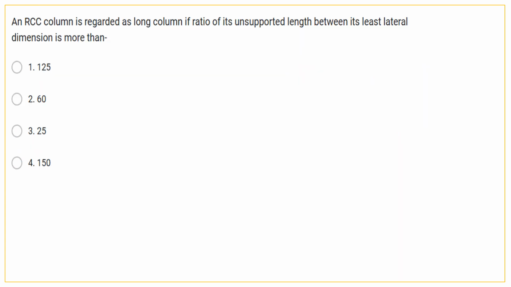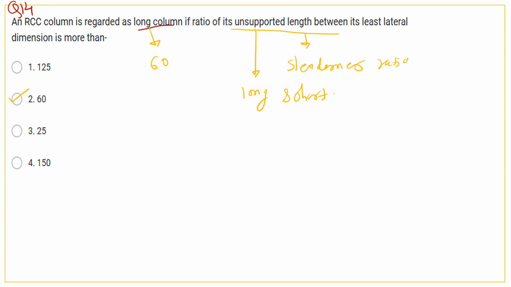The next question is question number 14. An RCC column is regarded as a long column if the ratio of its unsupported length to its least lateral dimension is more than... In case of unsupported length, the least lateral dimensions depend upon the slenderness ratio, and for the long column the slenderness ratio is 60. Okay, here the unsupported length is used for the long and short column. So for question number 14, option number second is correct.